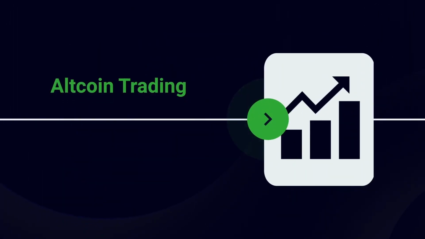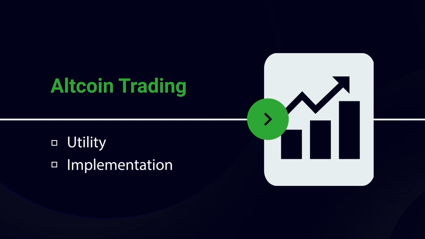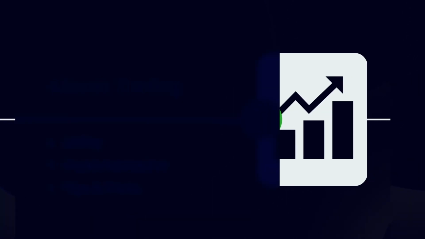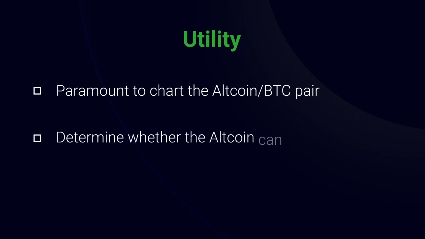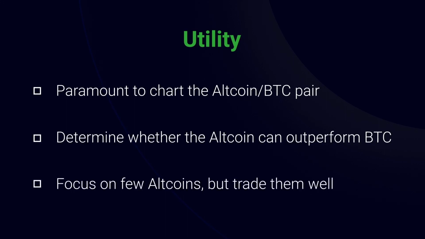In this module, we will be covering the utility of the altcoin trading strategy, how to correctly implement it, and then go over some examples and tips and tricks on how to best use it. By using this altcoin trading strategy, you will understand why it is paramount to chart the altcoin BTC pair, and then determine whether the altcoin can outperform BTC. You will be able to focus on fewer altcoins, but trade them well.